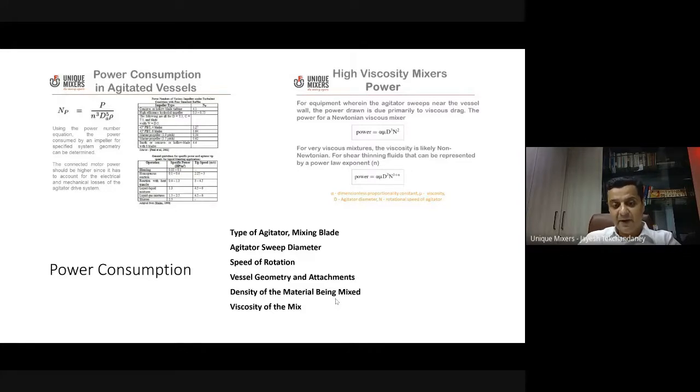But the fundamentals, the parameters that are going to affect the power consumption, are the type of agitator or mixing blade, the sweep diameter of the agitator, the speed of rotation, the vessel geometry and attachments, the density of the material being mixed, and the viscosity of the mix. These are the factors which affect the power consumption, and it's an important aspect of the design of the equipment.